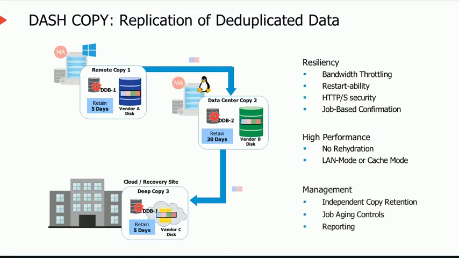DASH Copy also provides the robust management capabilities which it inherited from the mature Aux Copy functionality upon which it is based. This includes the capability to maintain different retention periods for copies, control over job aging, and robust reporting capabilities.